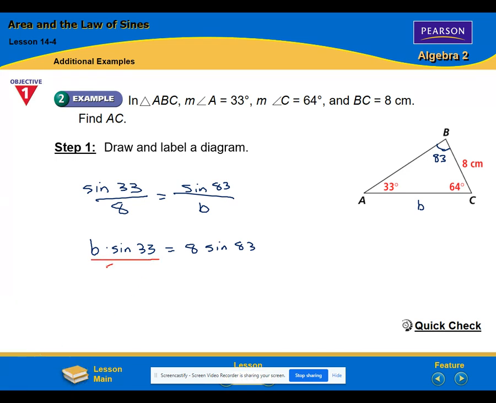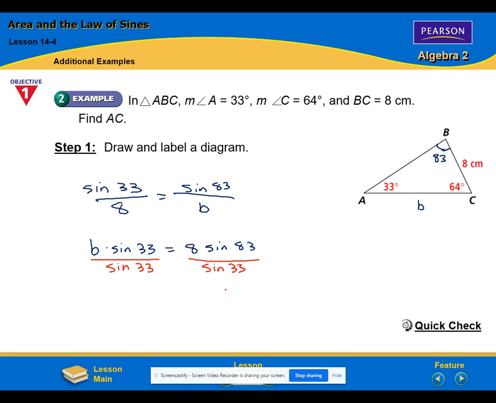It's being multiplied by the sine of 33. So just an algebra principle would be to divide both sides by the sine of 33. I would wait until now to use your calculator. Yeah, you could go ahead and type in 8 sine of 83 and press equals and then do this work and then divide that number by the sine of 33. But it's just as easy to wait until this point. And again, your calculator should be in degrees, and that's just true for the whole chapter. Your calculator should be in degrees.